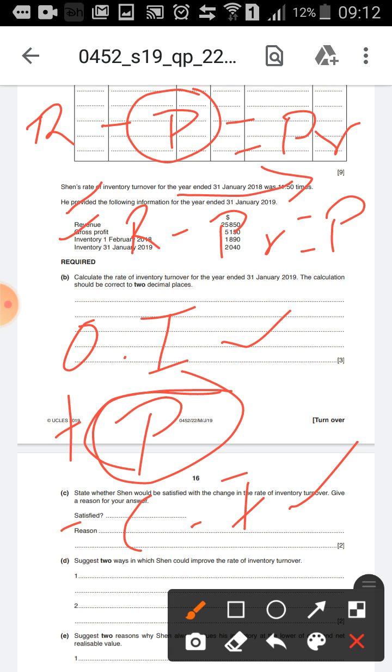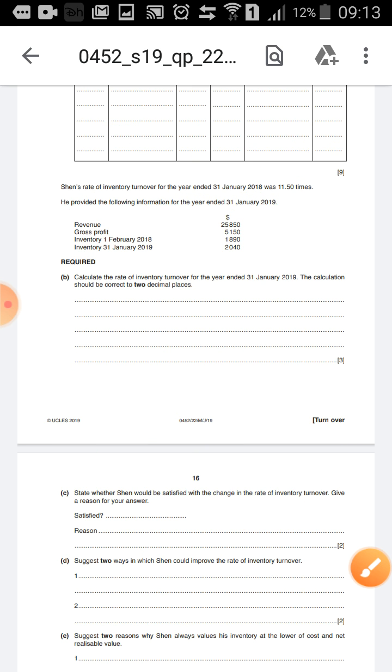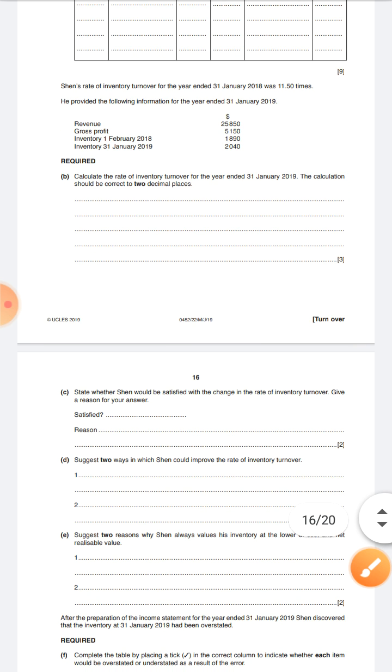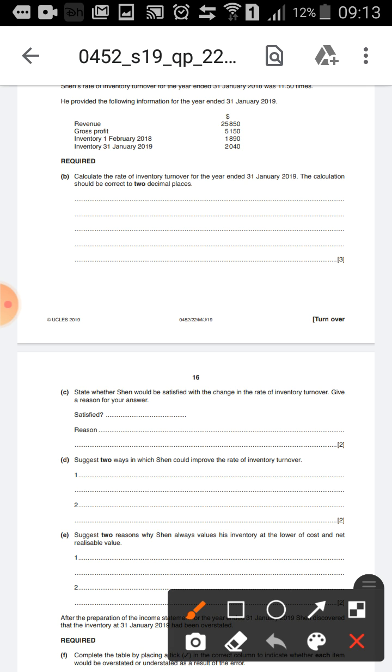Now that you have the purchases, you'll be easily able to find out cost of sales by doing opening inventory plus purchases minus closing inventory, and once you get the cost of sales, put it in the formula. State whether Shane would be satisfied with the change in rate of inventory turnover. For this one you need to get back to the theory portion of the chapter and see what rate of inventory turnover is good.